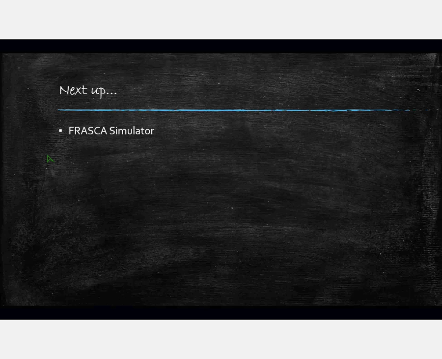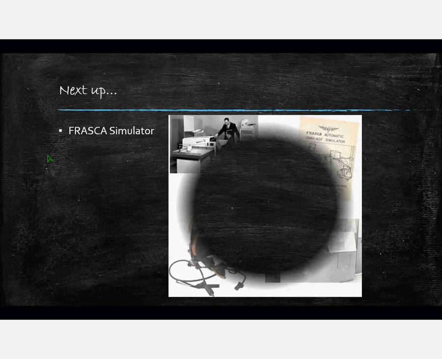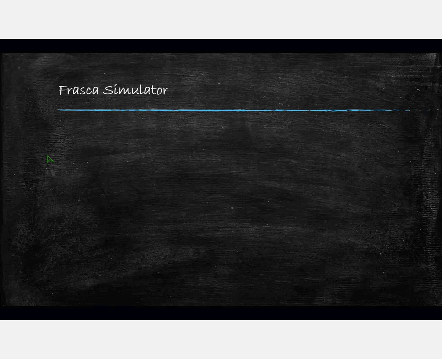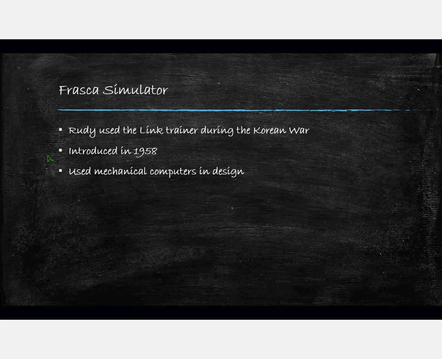So next up, we have Frasca. And Rudy Frasca did an excellent job of modifying them and getting the trainer into a more computerized device. And I'm not talking about electronic computers, but I'm talking about mechanical computers, okay? Rudy used the link trainer during the Korean War. It was first introduced in 1958 when he built it in his garage, and used mechanical computers in the design, okay? It still works very well because of the computers, but it's just not as accurate, obviously, as the modern-day technology. But it was the best that they had.